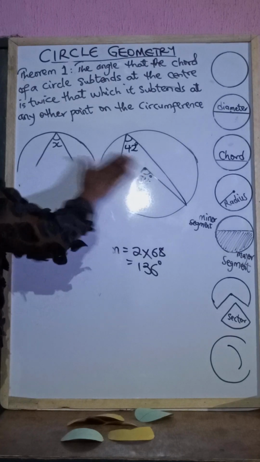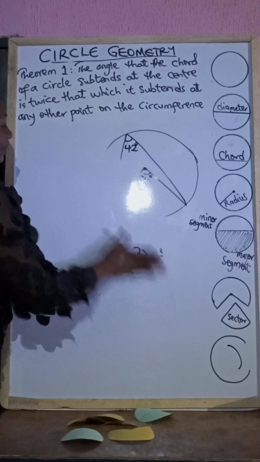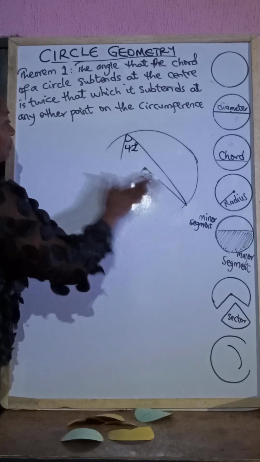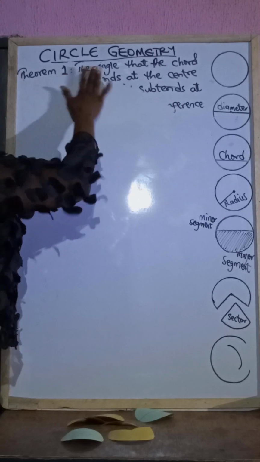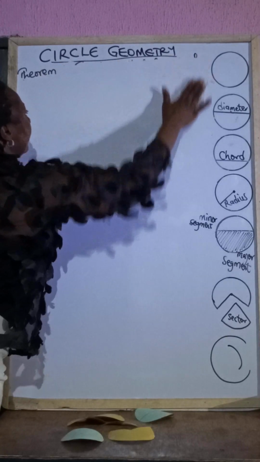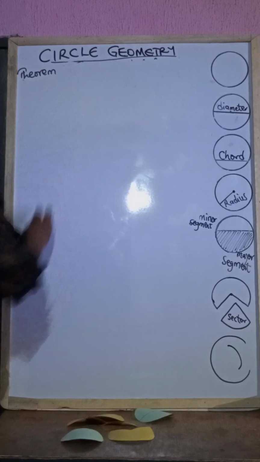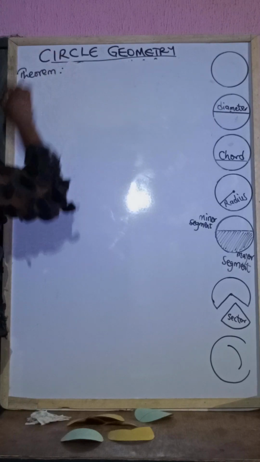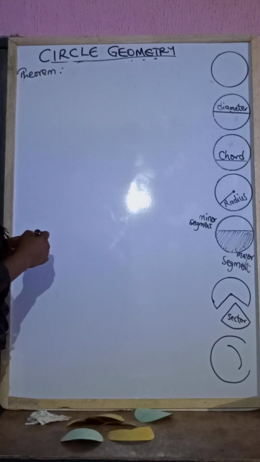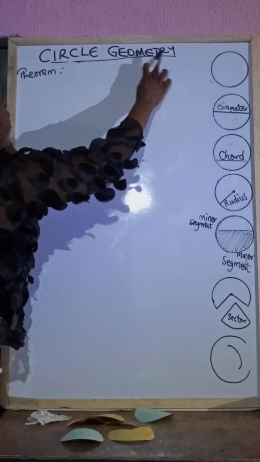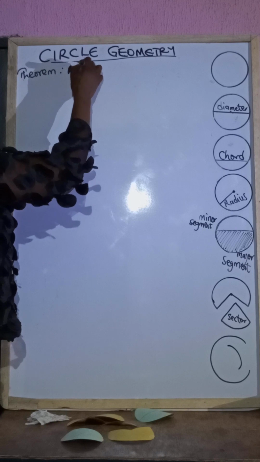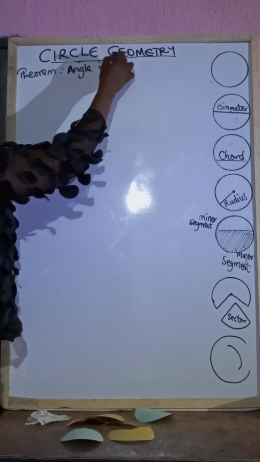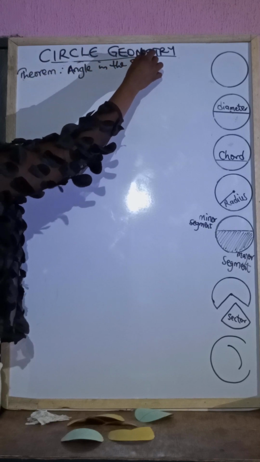The second theorem we'll be looking at says that angles in the same segment of a circle are equal. Angles in the same segment of a circle are equal. Okay, let's see. We have this. We may not bother with the proof because mathematics is moving from the area of proof to application. So we are saying that angles in the same segment are equal.